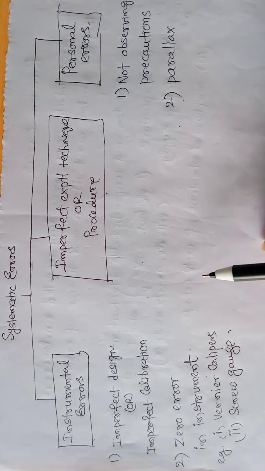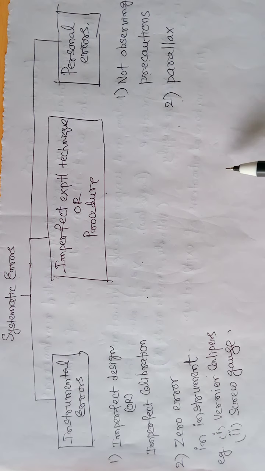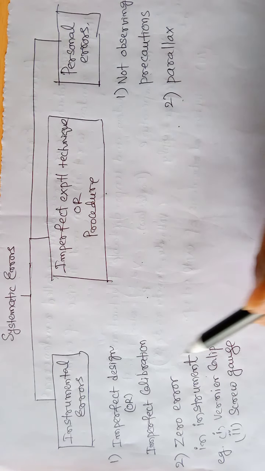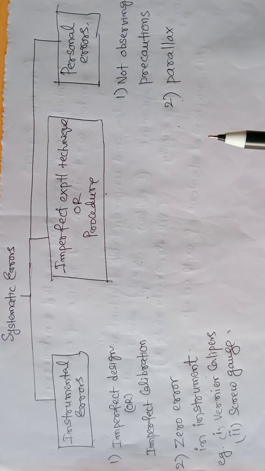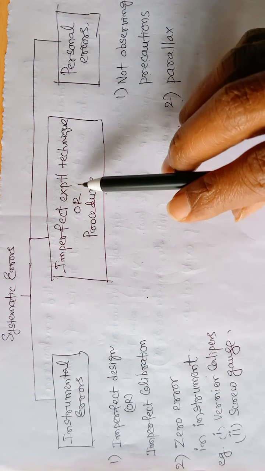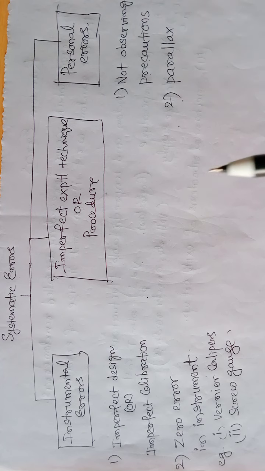Systematic errors are classified into 3 types. First one, instrumental errors. We considered the instrumental errors completely. Now the second type is imperfect experimental technique or procedure. Mainly, we follow a defective procedure. One example is given in our textbook.